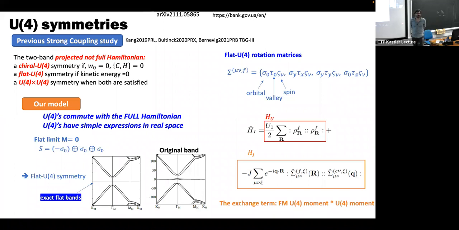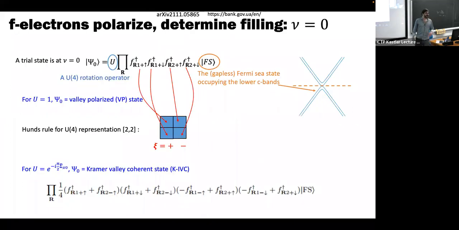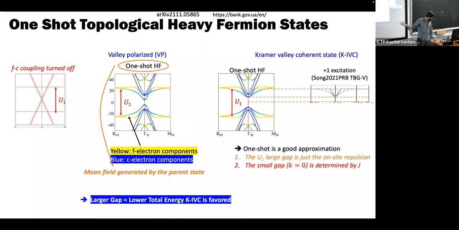So now there's a U4 symmetry in this model, which, unlike in the strong coupling, commutes with the kinetic term also. So when this parameter M in this model is zero, it has a U4 symmetry. And with this U4 symmetry, you can write, as I advertised, this J term as a spin-spin interaction. Now you want to ask what the ground states are. The filling is controlled by the heavy electrons. For example, this is filling zero, charge neutrality: I fill 4 out of the 8 electrons, and I fill the Fermi sea of this. And then you have U4 rotations to go into other states.